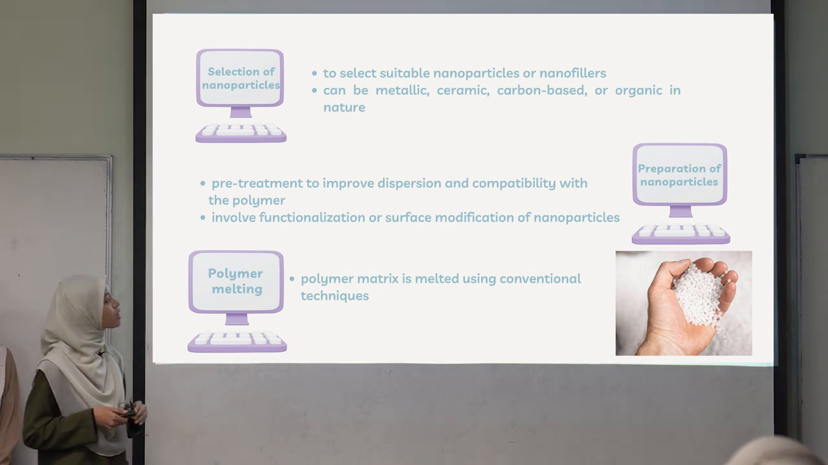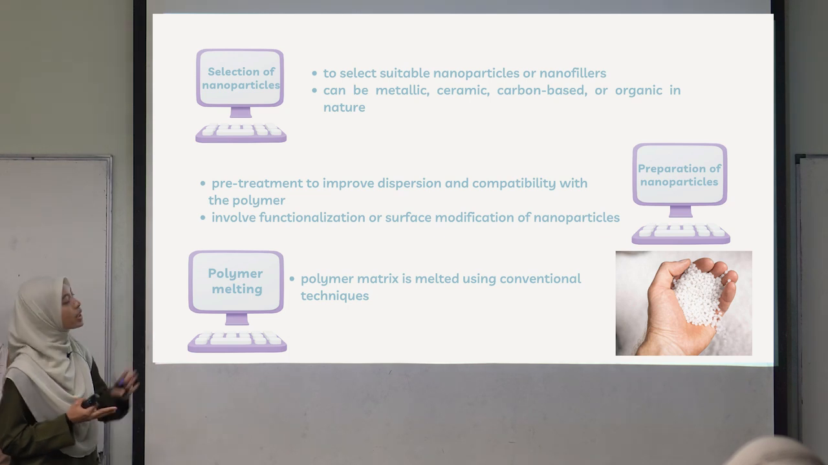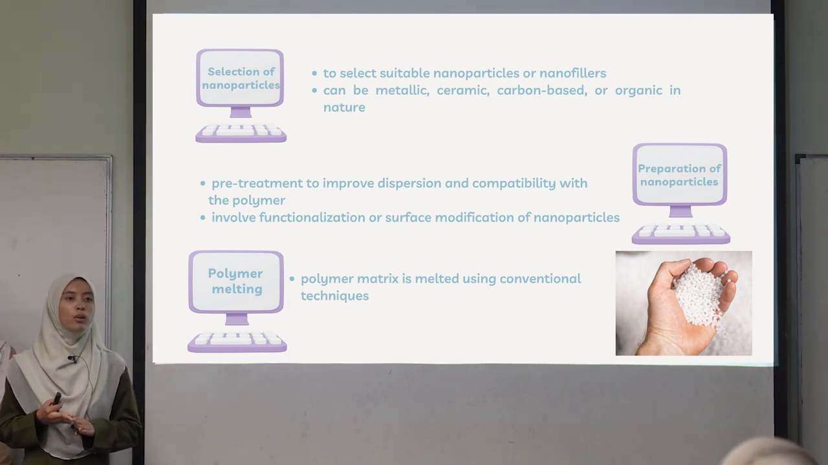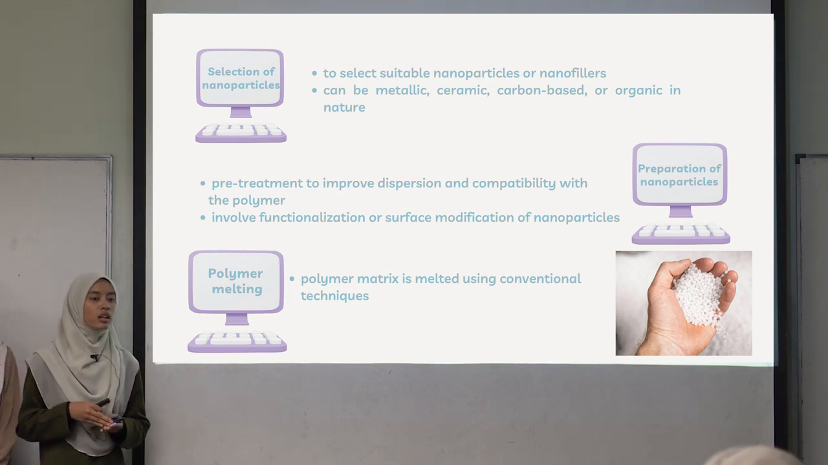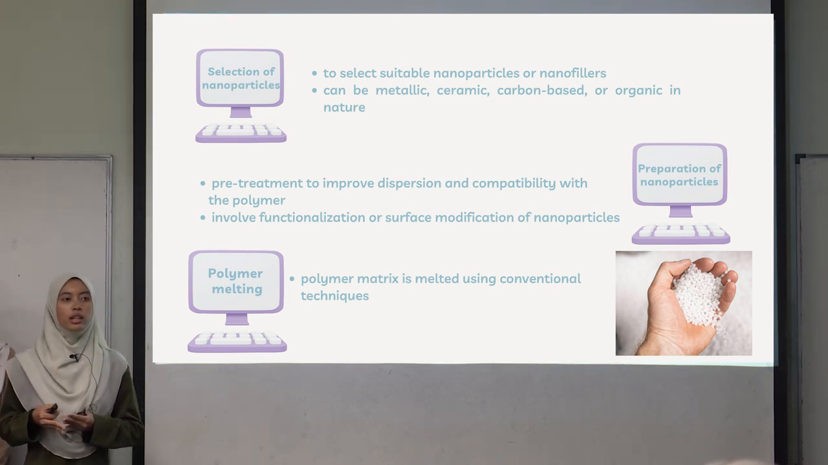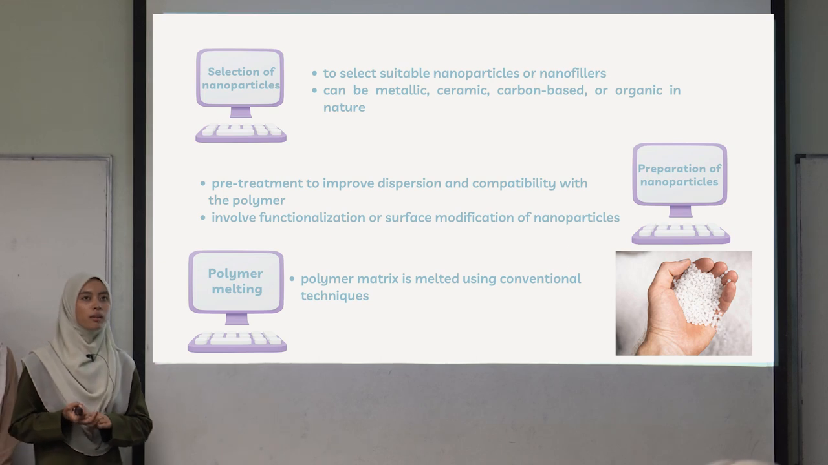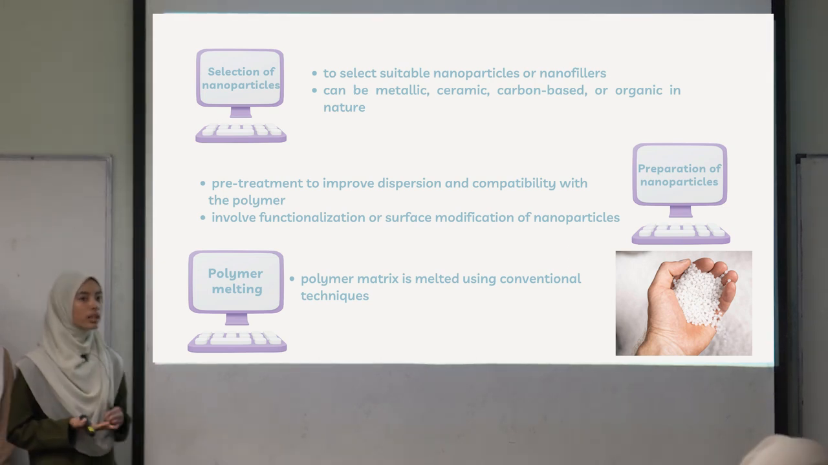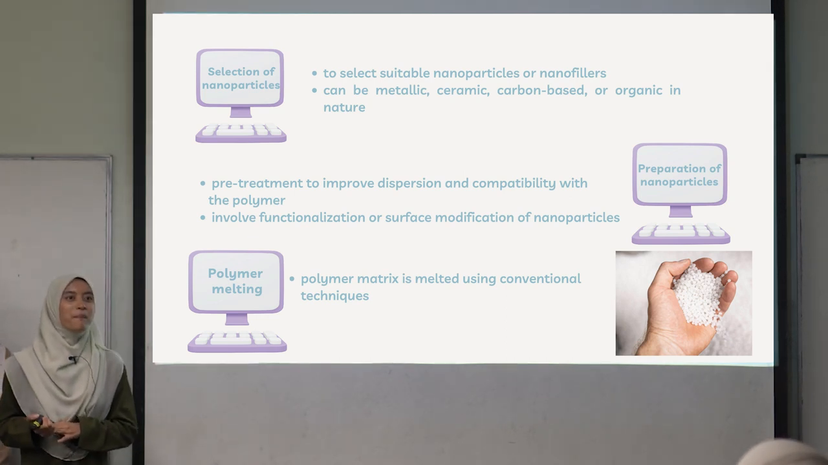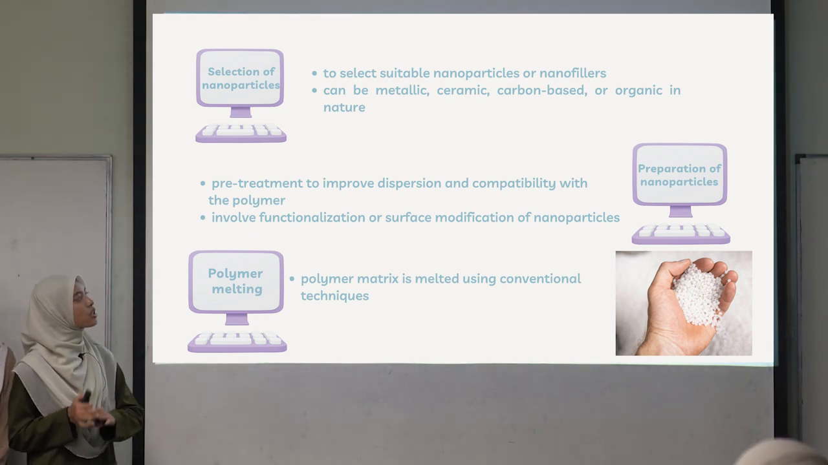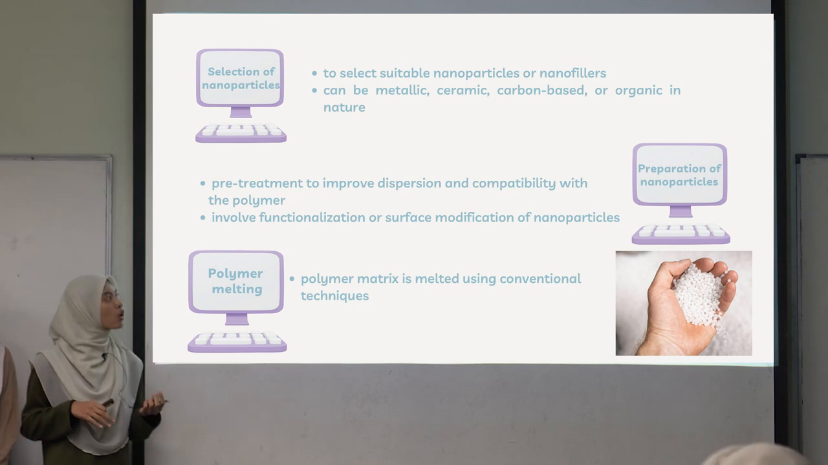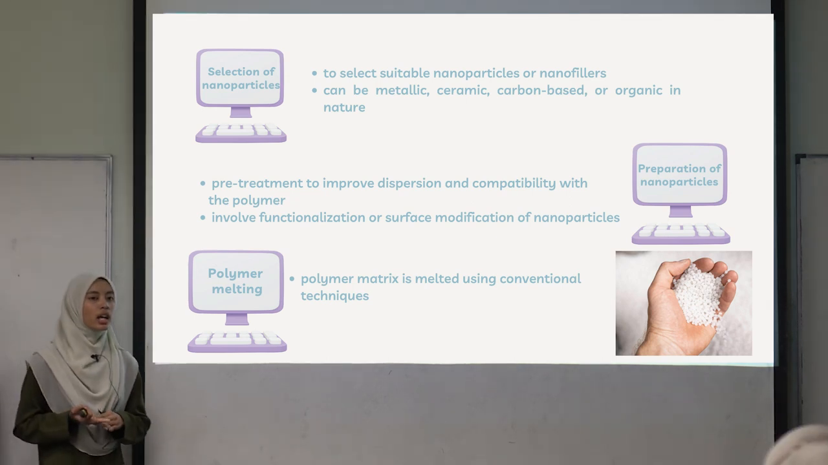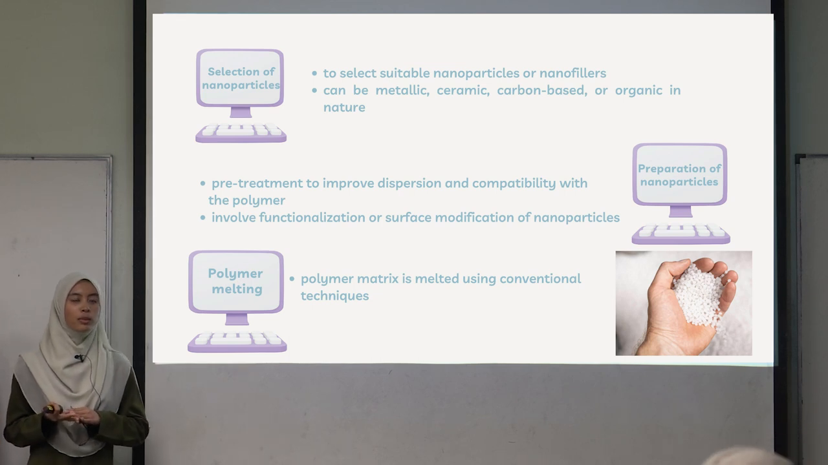So the second step is the preparation of nanoparticles. The nanoparticles need to be properly prepared before mixing with the polymer melt. Depending on the nature of nanoparticles, they may require pretreatment to improve their dispersion and their compatibility with the polymer matrix. Commonly, surface modifications or functionalizations are performed to improve their compatibility and to enhance their interactions with the polymer matrix.